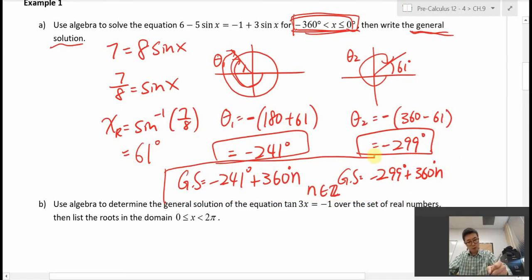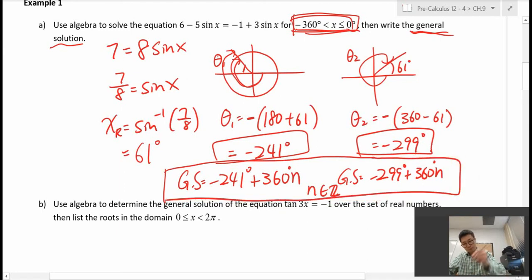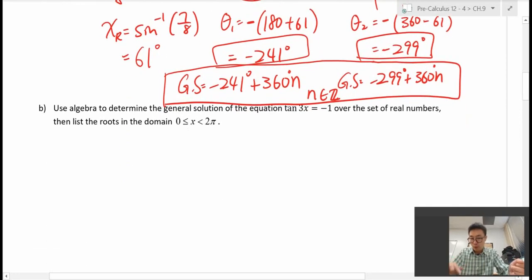Okay, those would be your general solutions. Take your particular answers, these two, plus the period times n, and n is an element of the integers. Okay, so let's look at the second one here. This one is slightly more challenging.